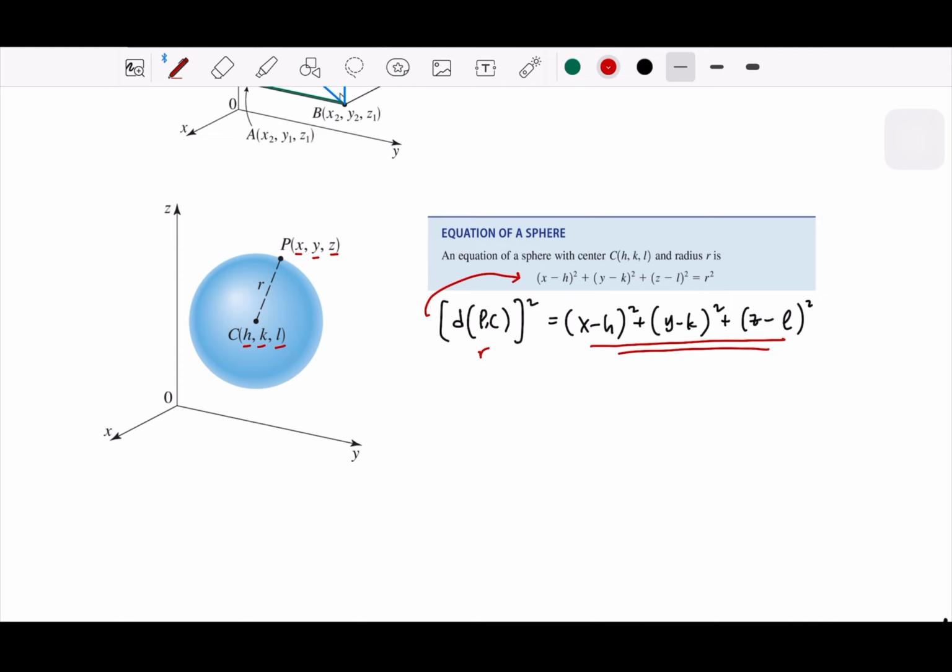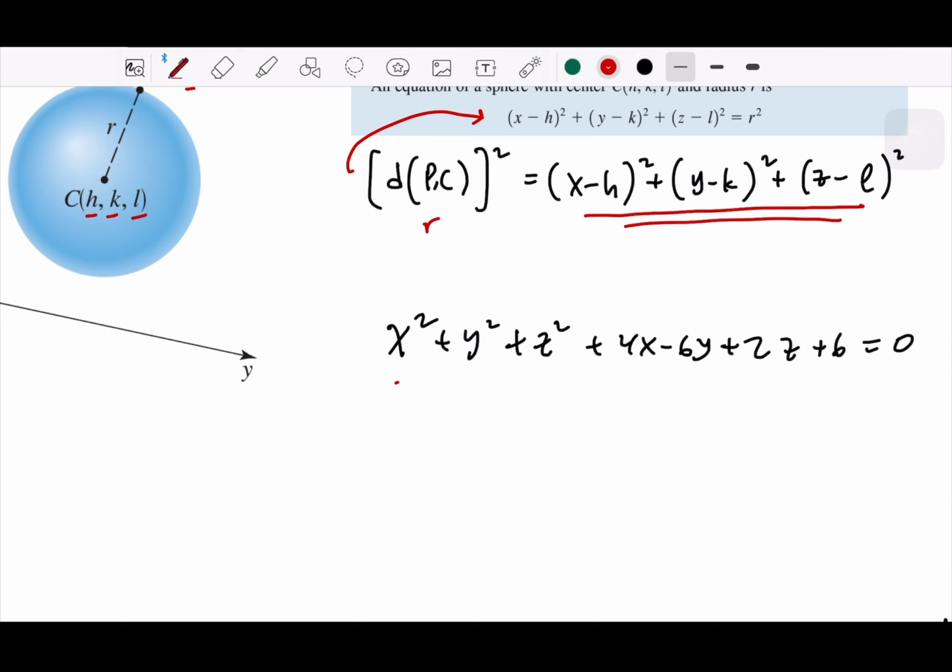And if we are given examples like x squared plus y squared plus z squared plus 4x minus 6y plus 2z plus 6 equals 0, we can try to make out the standard form of sphere equations. So which means that it's going to be this form. You need to take the complete square of the equations. Okay, I think that's the additional information for the 3-dimensional.